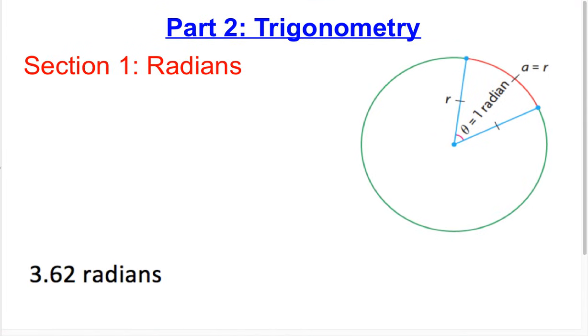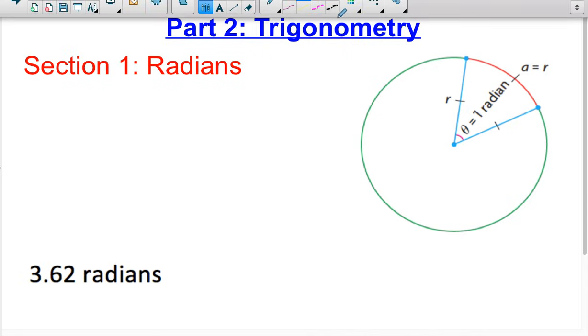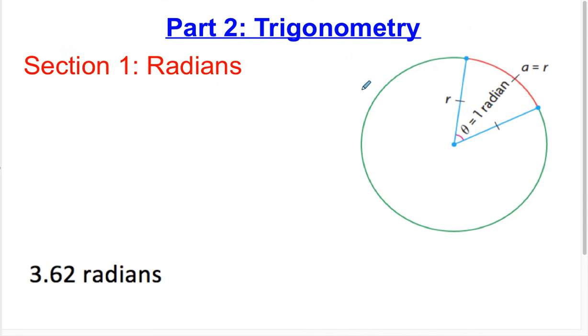So here's part 2 of the grade 12 advanced functions exam review. In this section it's going to be all about trigonometry. And in the trigonometry unit you would have done everything not in degrees, but in radians in this course. So what is a radian?